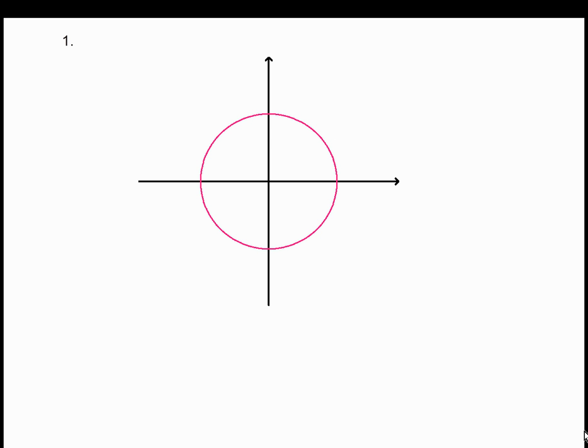So here's number 1, the circle. Okay, notice the circle itself is not a function. Neither is its inverse, because here's a horizontal line, namely the x-axis, that intersects the graph in 2 points. So the inverse is not a function.